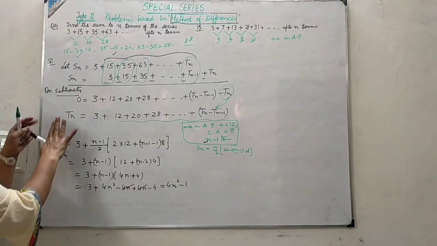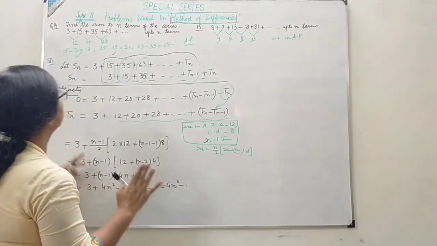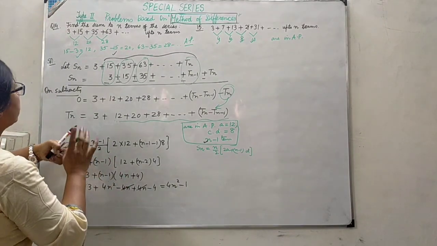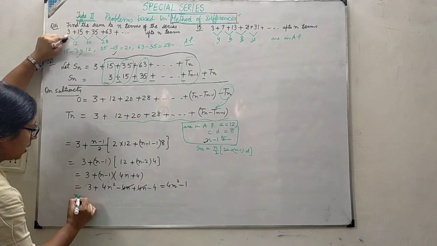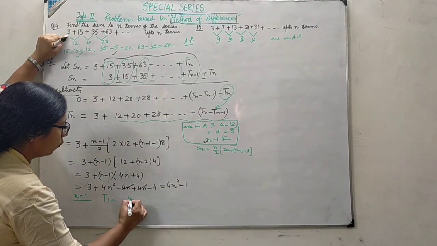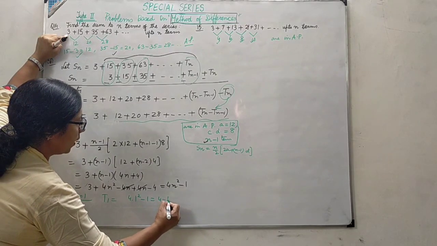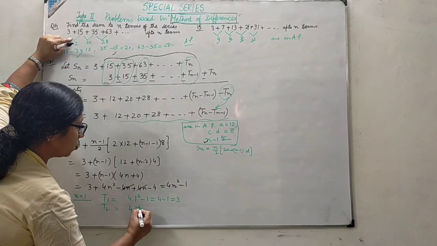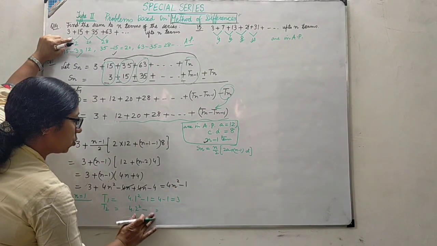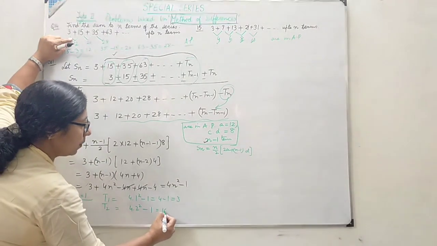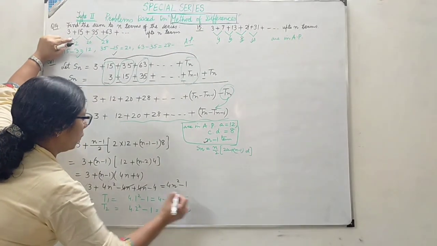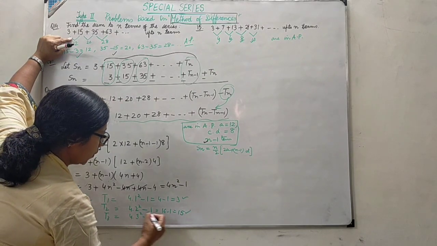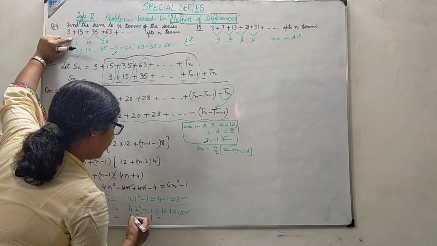Now, if I want to check whether this Tn is proper for the question or not, then you should always verify. Let me take n as 1. Then T1 will become 4 into 1 square minus 1, 4 minus 1 is 3. And then T2 will become 4 into 2 square minus 1, this is 16 minus 1, 15. And this is also okay. If you check at least 3 terms, then you are confirmed that your Tn is okay.